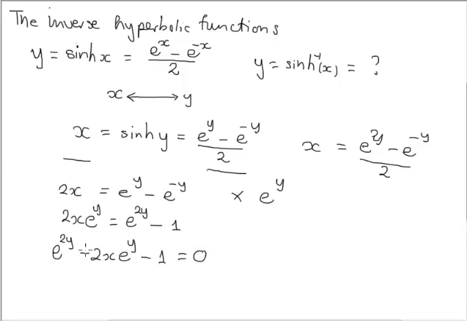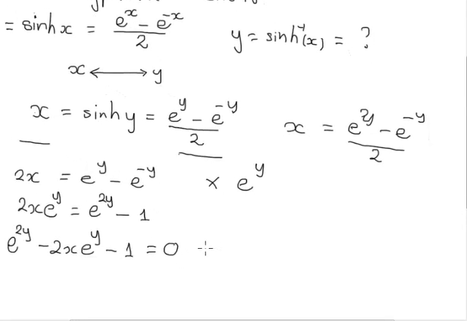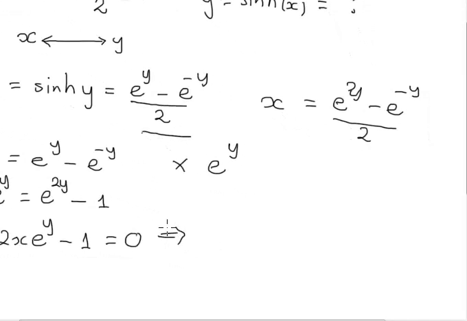And I claim this is a quadratic equation. The coefficients are 1, minus 2x, and minus 1. What I'm saying here is that you can rewrite this expression as e to the power y all squared, minus 2x e to the power y, minus 1 equals 0.